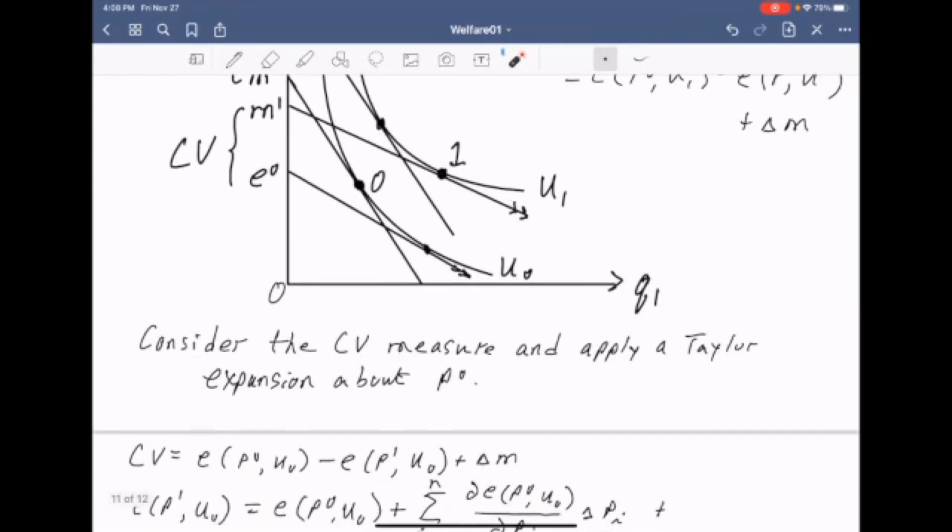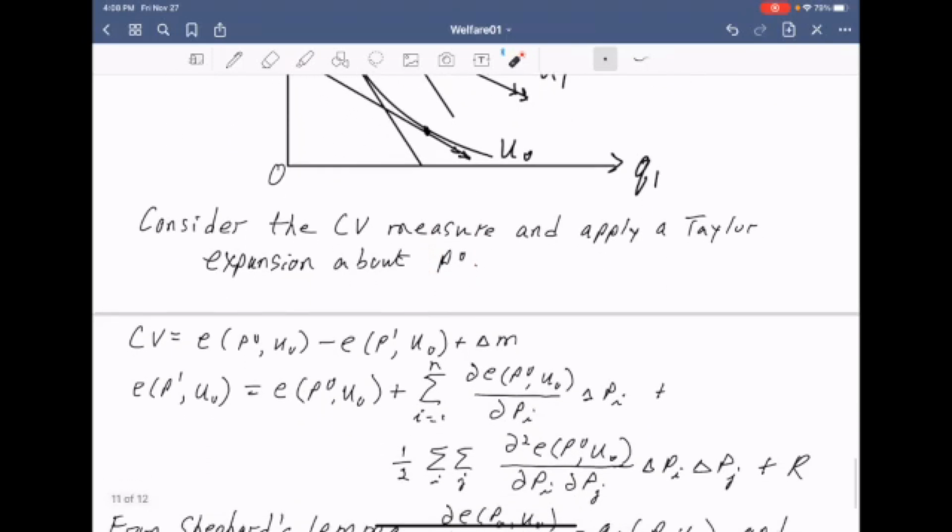Consider the compensating variation measure and apply a Taylor series expansion about the original price that we're given. So we have CV equals E, the expenditure at price P0, given U0, minus the expenditure at price P1, given U0, plus the change in the income.